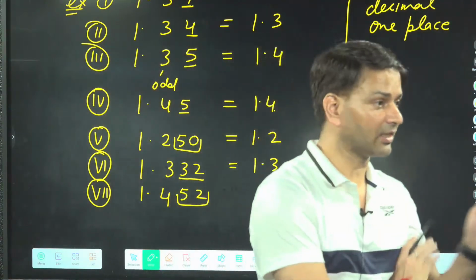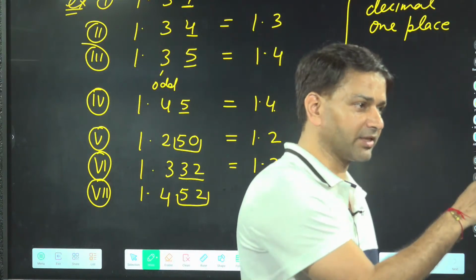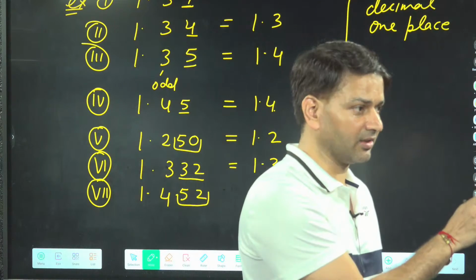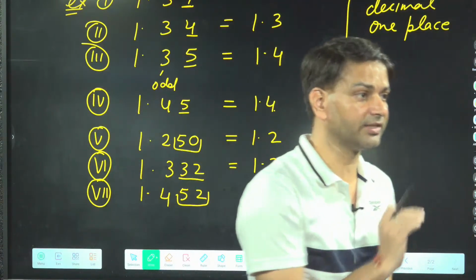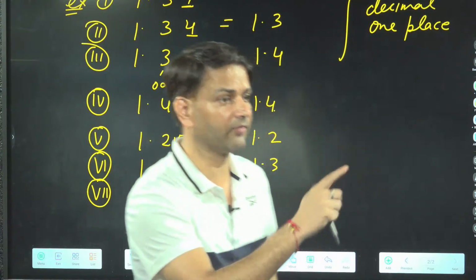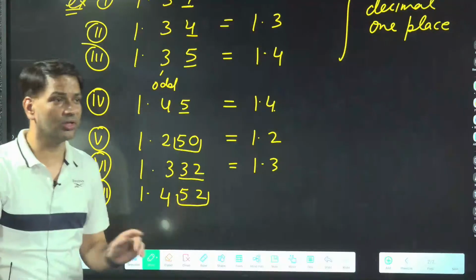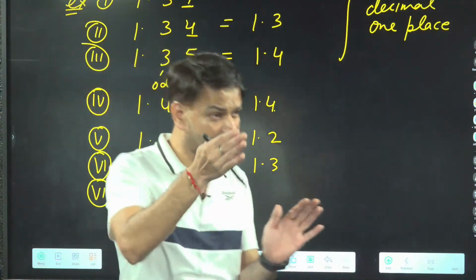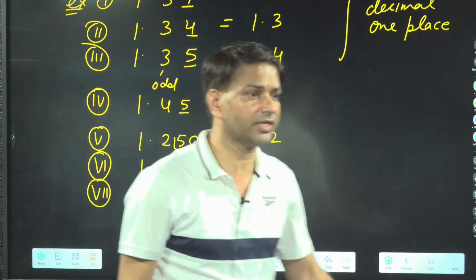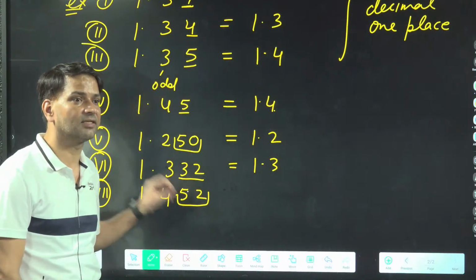You are saying that I have to remove the 5, so I am checking the preceding digit. Preceding is what? Even. So it will remain unchanged. But you are not removing 5, you are removing more than 5. Why? After the 5, non-zero digit 2 is there. So its value is what? More than 5, less than 6. So we can say place value is more than 5, less than 6.